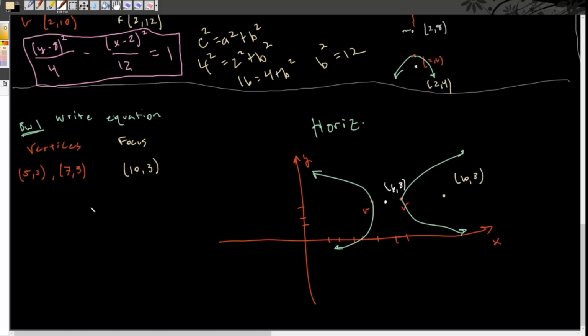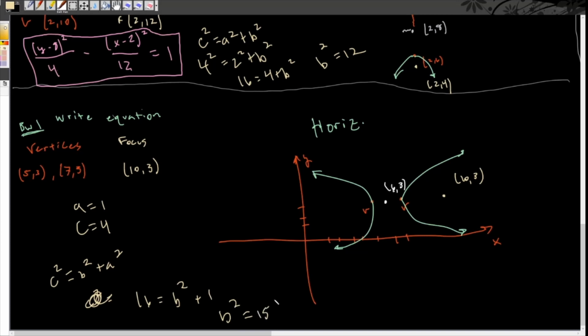So the focal distance c must be 4. a is the distance to the vertices, which is 1. So c squared equals b squared plus a squared. So 16 equals b squared plus 1. So b squared must be 15. We have everything we need now.